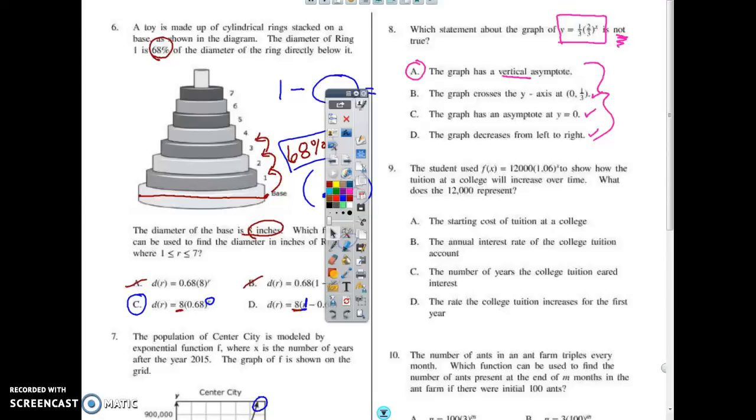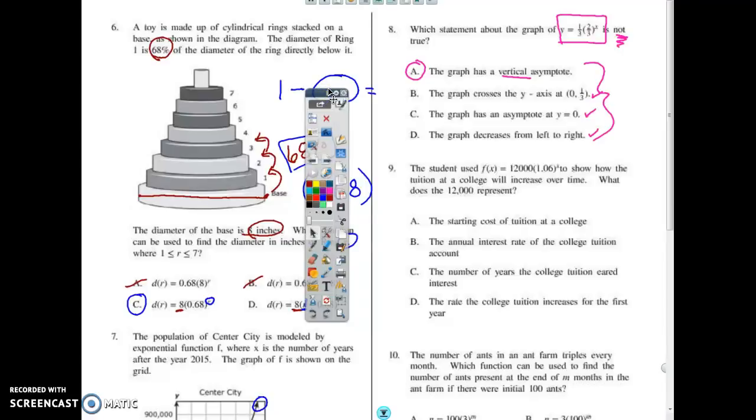Okay, if you have not tried those 5 problems that are left by yourself, you need to press pause, do it by yourself, and then check your answers.